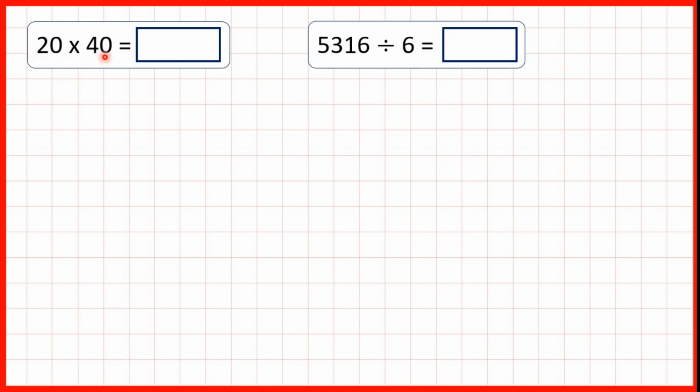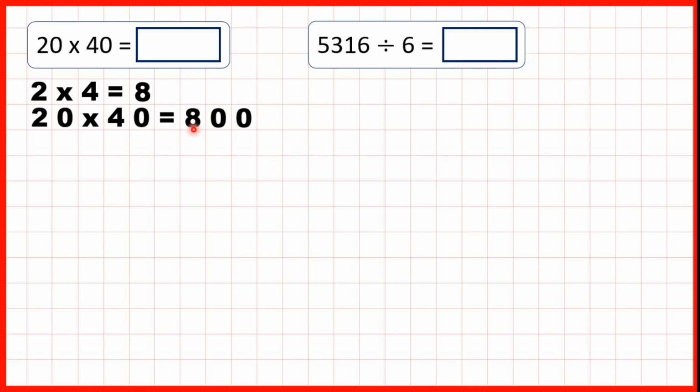Now 20 times 40, and because we have numbers with zeros on the ends, we don't want to use column multiplication for this. We can work this out mentally. We know that 2 times 4 is 8, and that's going to help us work out 20 times 40. The answer here is 800, because 2 times 4 is 8, but then because we have a total of 2 end zeros in our question, we need 2 end zeros in our answer. So that's 800.